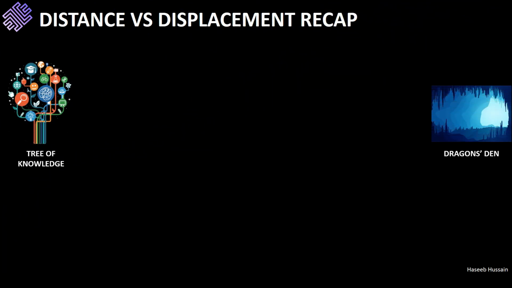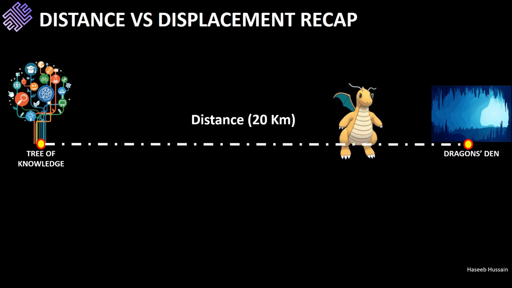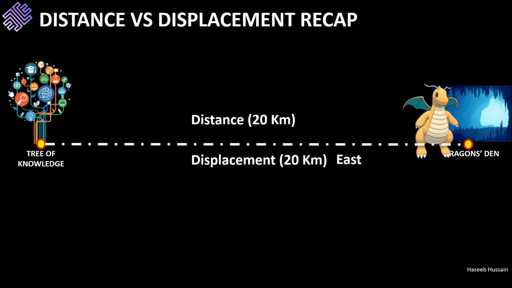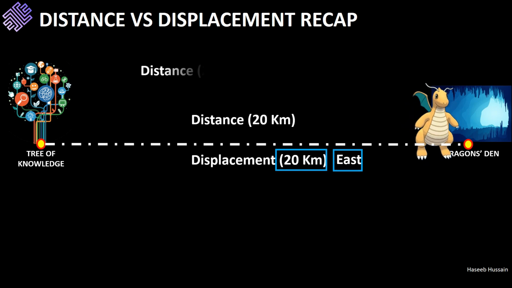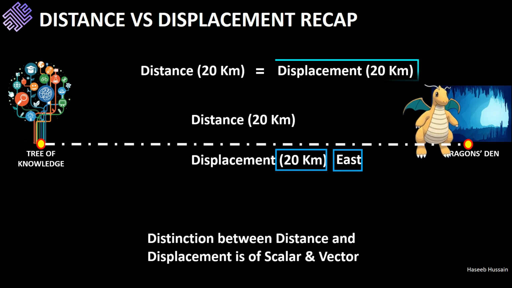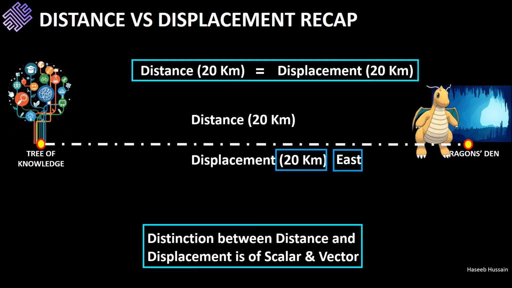Let's recap to the Tree of Knowledge and Dragon's Den. A dragon flies from the Tree of Knowledge to its home some 20 kilometers away. As it moves, it covers a length of 20 kilometers, and this is defined as the distance covered. If we add the direction east to this 20 kilometers, we have a quantity called displacement. Displacement is a vector quantity because it has both magnitude, 20, and a direction, east. In this case, the displacement, which is defined as the shortest distance between the start and end point, is also 20 kilometers because the object has moved in a straight line. Distance and displacement in this case are equal. The distinction between the two is the difference of scalar and vector.